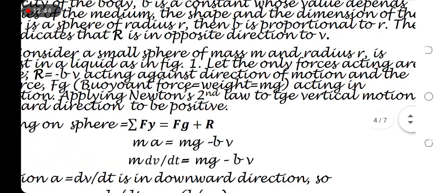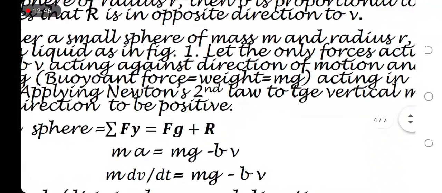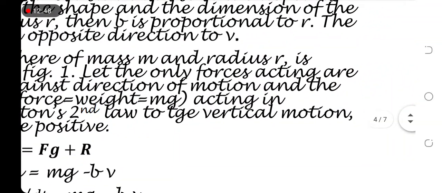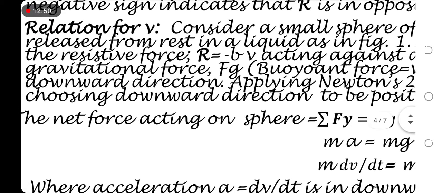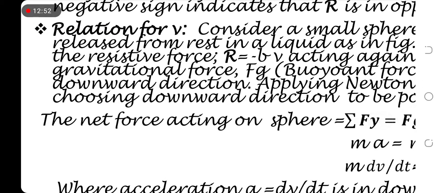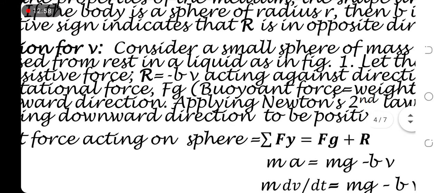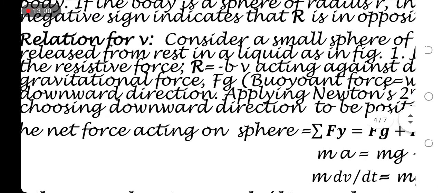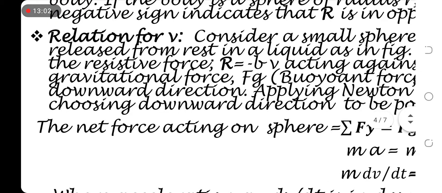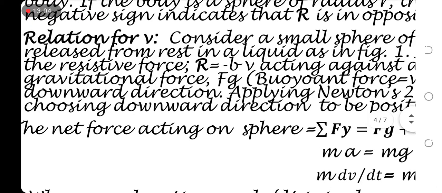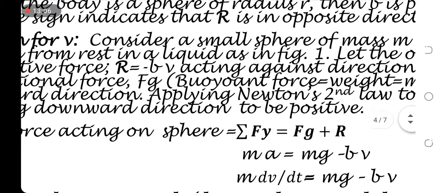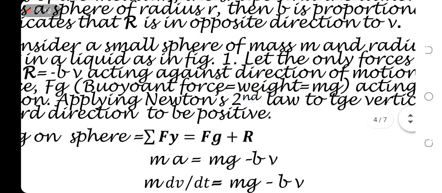So, let the only forces acting on the sphere be the resistive force R equal to minus b into v, acting down against the direction of motion, and the gravitational force Fg, that we can call the buoyant force, that is the weight of the body.